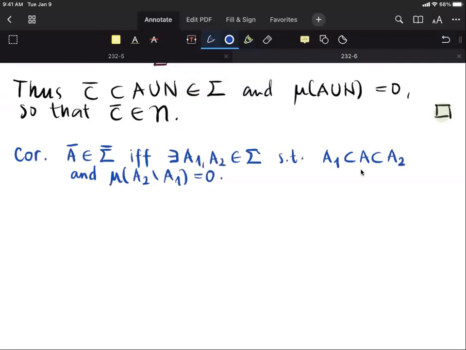So take note that this is somewhat similar to what we have discussed in the previous lectures regarding outer measures and measurability. Here we have the analogous result in the case of completion measure spaces. So A bar is in sigma bar if and only if you can squeeze A bar into two sets, A1 and A2, and this difference A2 minus A1 is a null set.